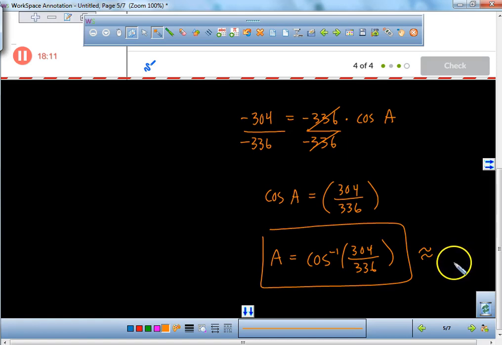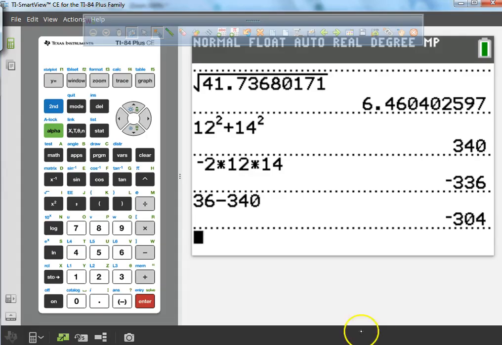Now, yes, I will do more of this tomorrow because I realize seeing it one time isn't going to make a lot of sense for some of you, but I will put this on a video. I'm putting this on video so you guys can watch the steps. The steps stay the same. So I do the inverse of cosine. I type in 304 divided by 336. I trust in the process.